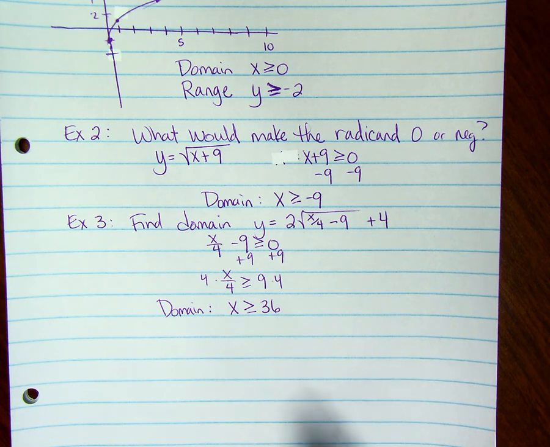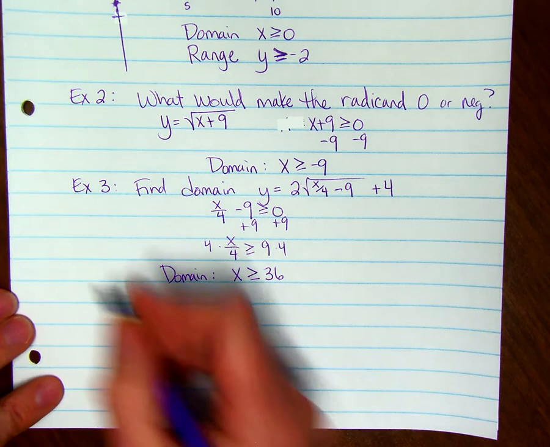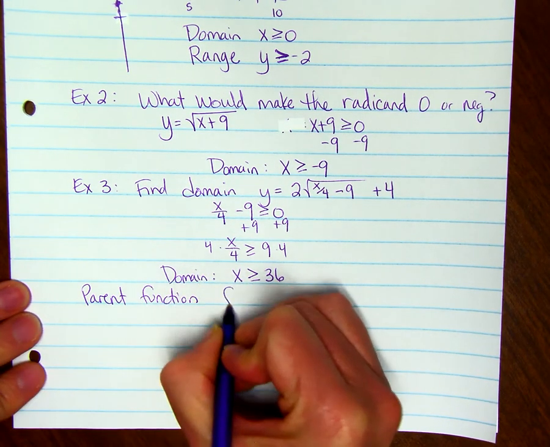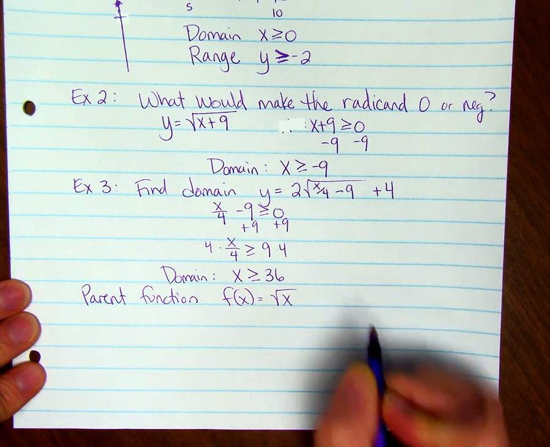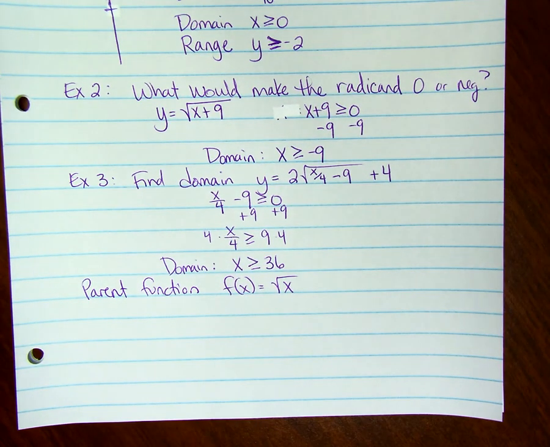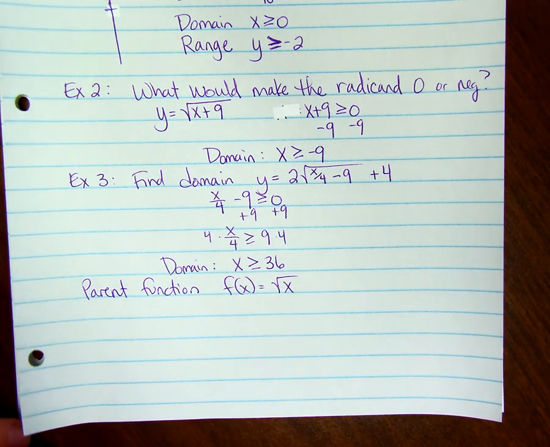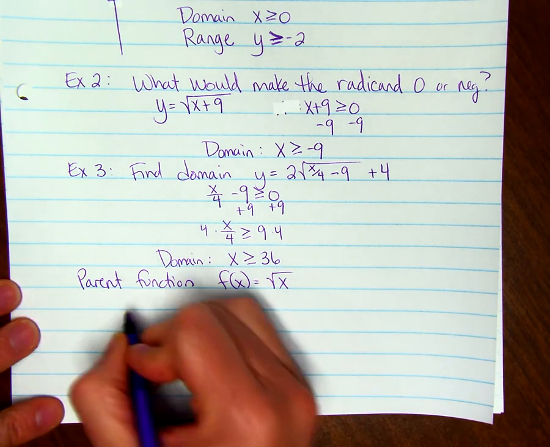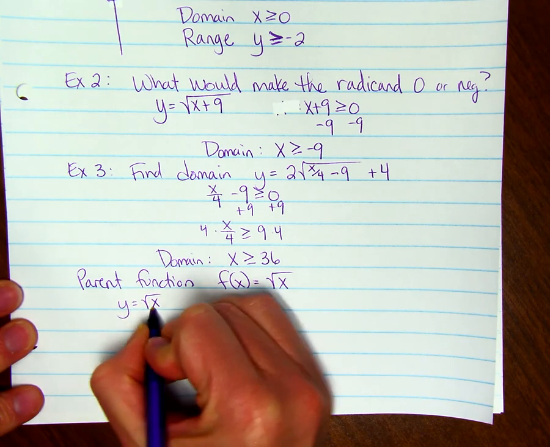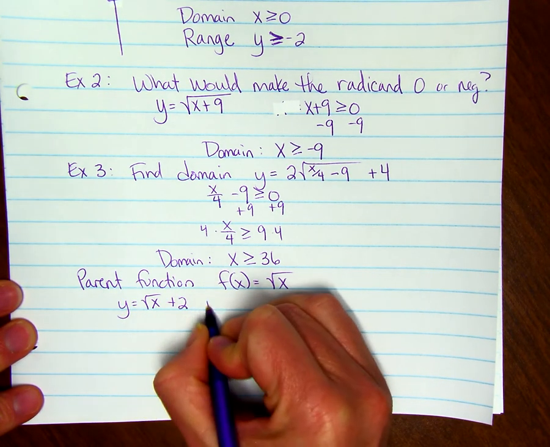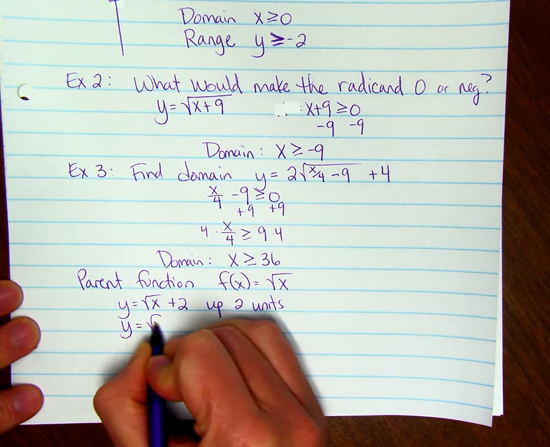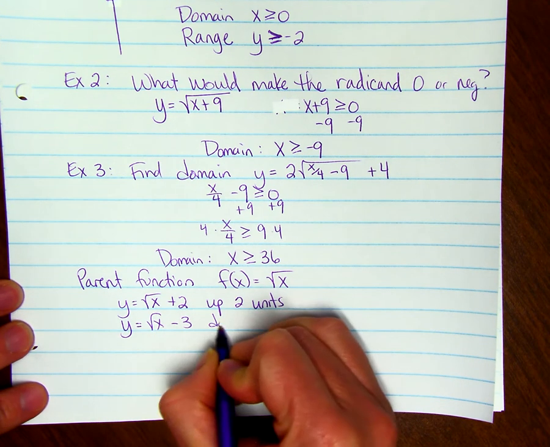Now we have shifts that we can do. So if we have the parent function, that's f of x equals the square root of x. That's our parent function. Now we can do a vertical shift if we add or subtract numbers on this parent function. So if we had y equals square root of x plus 2, this is going to have a vertical shift up 2 units. If we had y equals square root of x minus 3, this is going to go down 3 units.